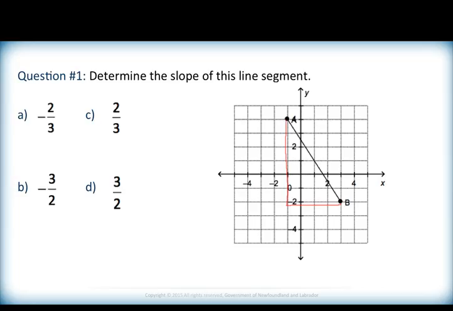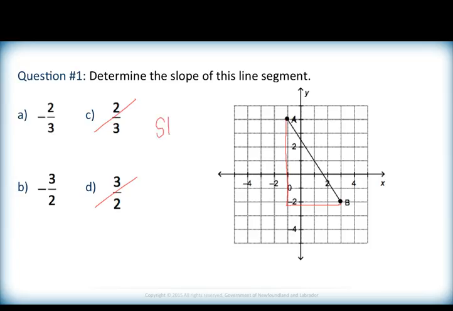So we can first eliminate the options that we have because our line segment A to B is decreasing. So we're just going to eliminate option C and option D. So we're going to count up for our rise and count for our run.